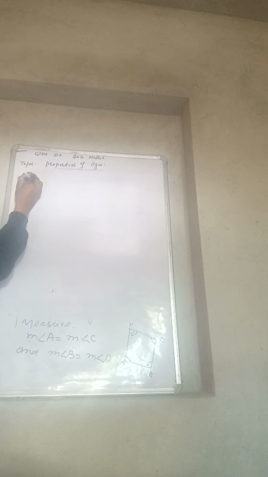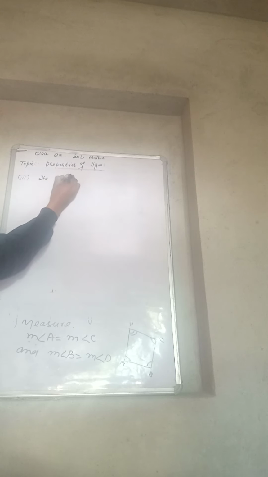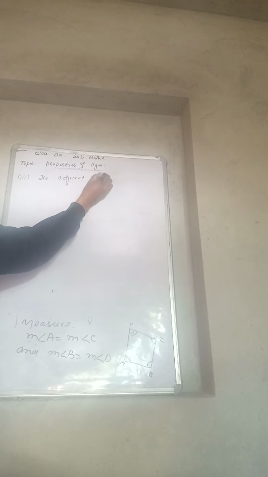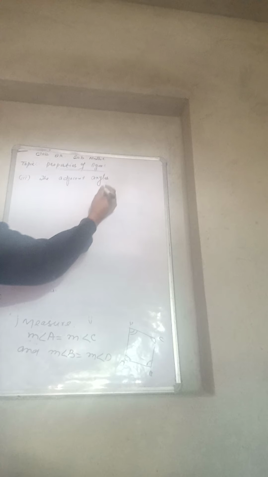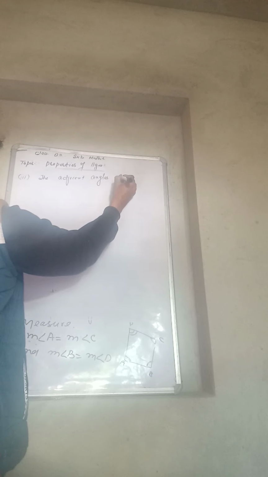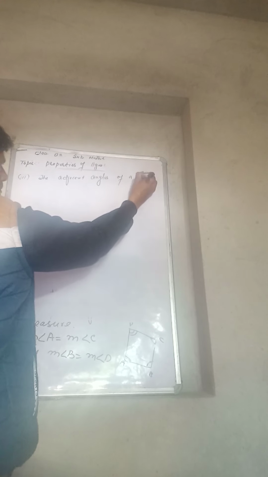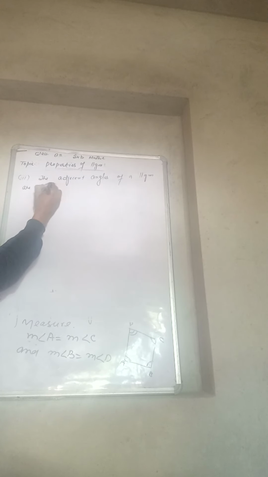Now the next property, the third one. Third property, the adjacent angles. The adjacent angles of a parallelogram are supplementary.